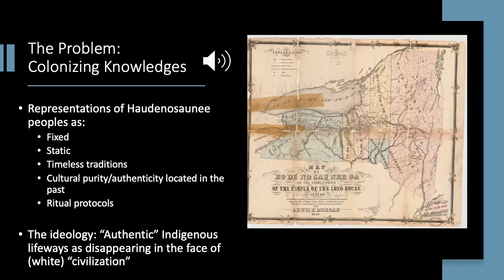It also represented the objects of anthropology in terms of ritual protocols. This is how you do this particular ritual, and so on. And the underlying ideology was that indigenous, as I said before, authentic indigenous lifeways were disappearing in the face of white civilization. Thus, anthropologists need to document this information before it was lost for the sake of posterity.